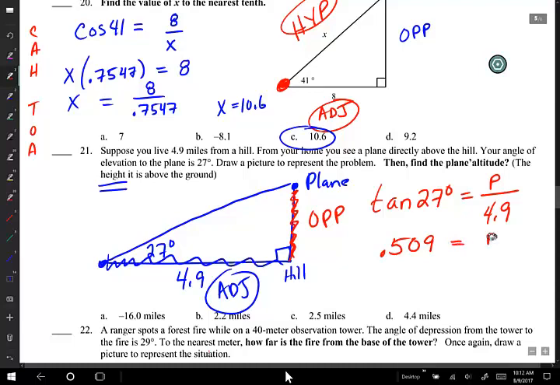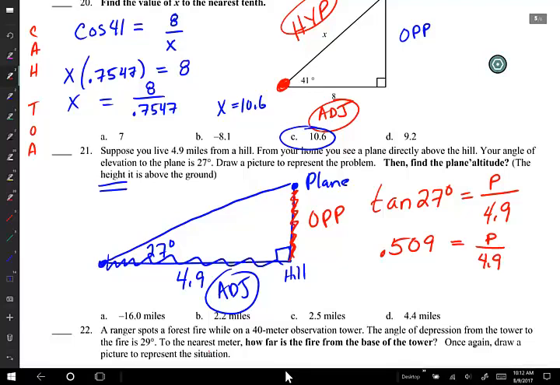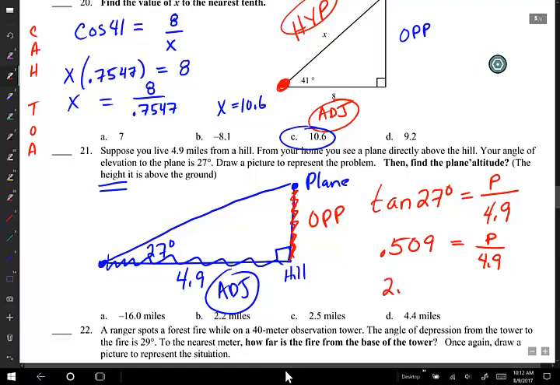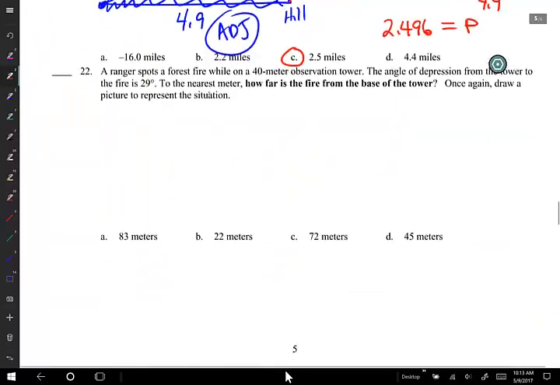0.509 equals P over 4.9. How do I solve this? Yeah, multiply by 4.9. I get 2.496. So which is my answer? 2.5? Let's practice one more like that.